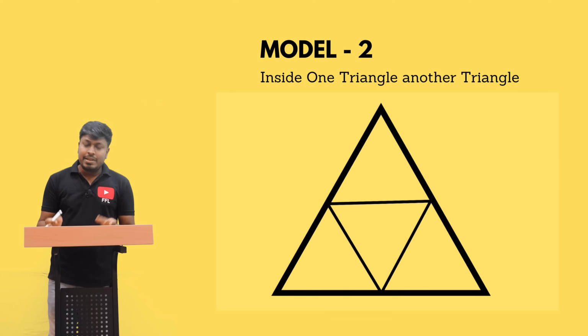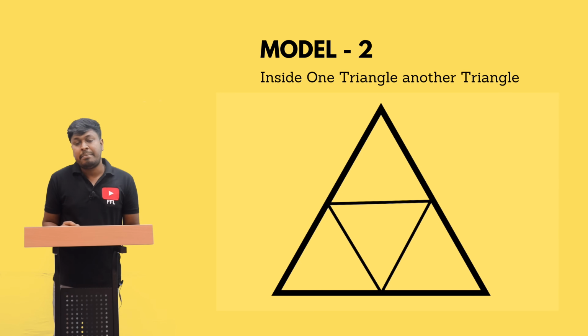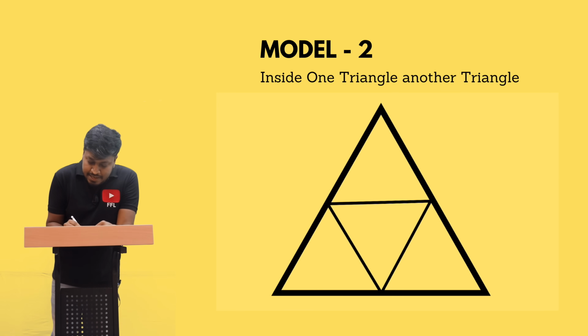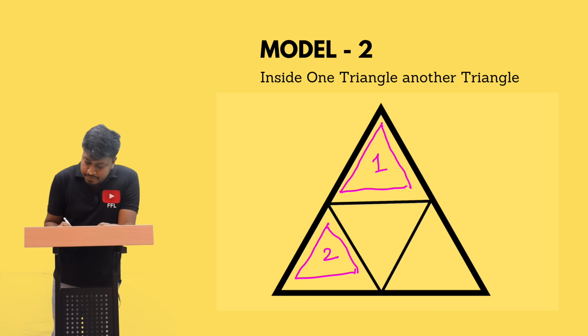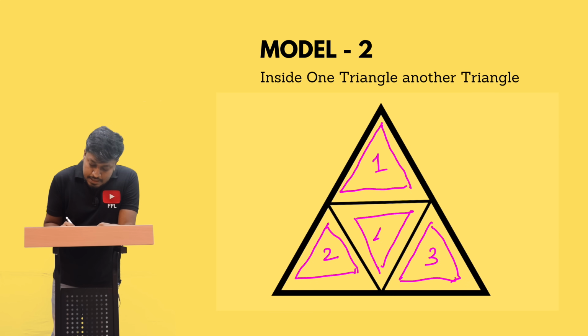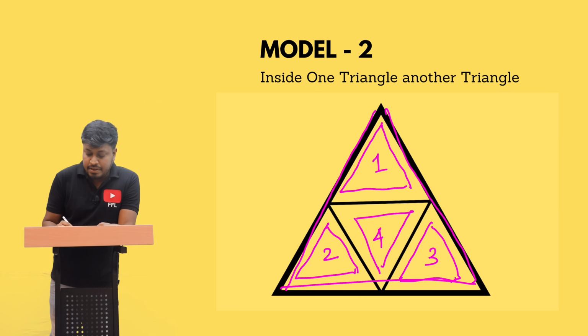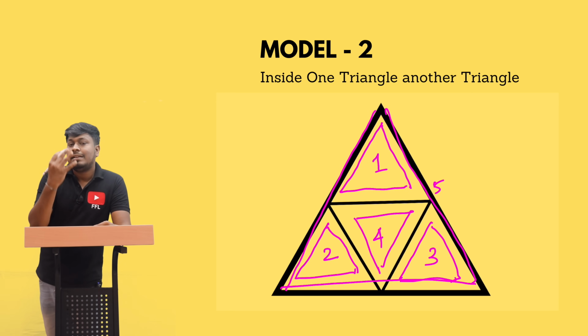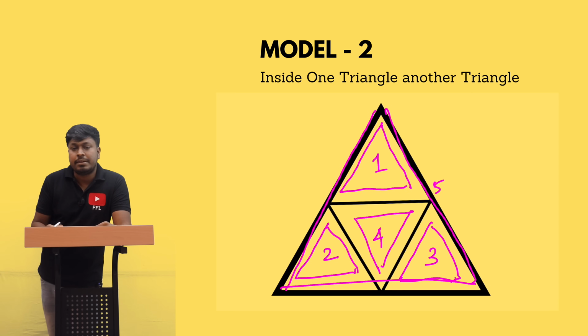Just look at the diagram. Here you can see the diagram is model number 2, because there is a huge triangle and inside the triangle another triangle is embedded. So without using the techniques, how do we find how many triangles are there? Just see here, this will be one triangle, so we note it as 1. Similarly, this will be another triangle, number 2. This will be the third triangle, number 3, and this will be the fourth triangle, number 4, and we can see the outermost triangle, which is 5. So totally there are 5 triangles in the given figure. It is easy or not?